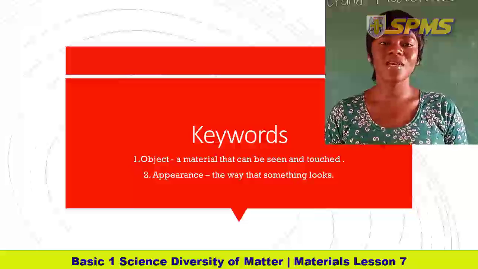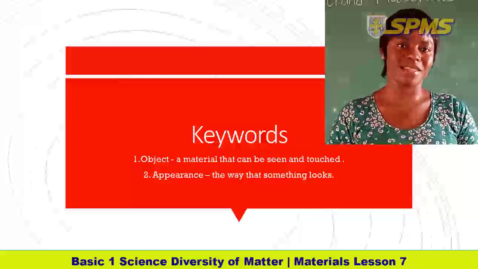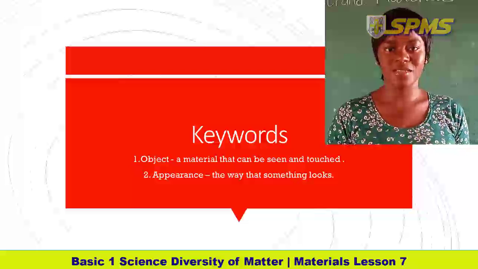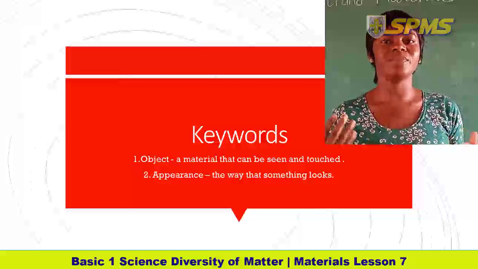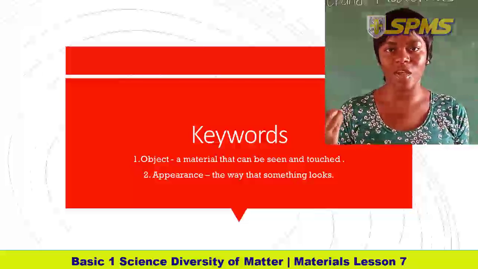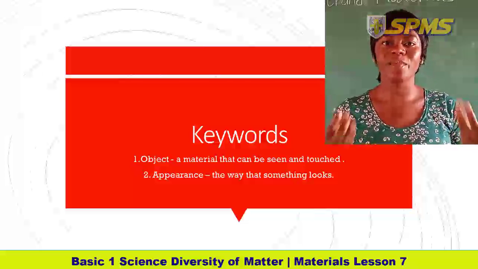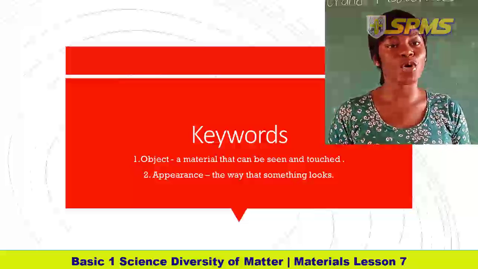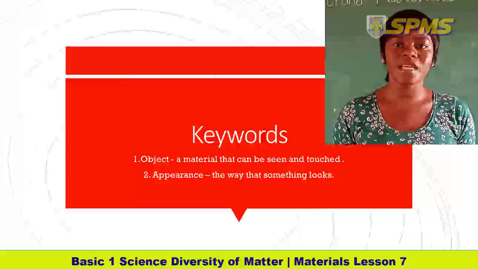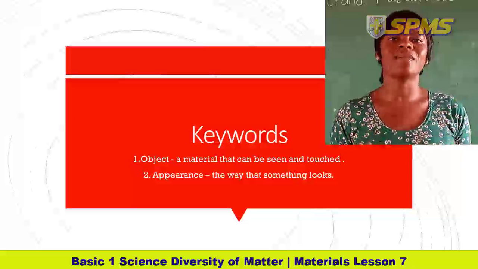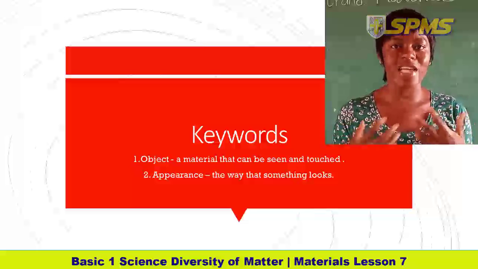So our first keyword is object. Object. So object is a material that can be seen and touched. So anything around that can be seen and touched is called what? Object. An object. So objects are materials that can be seen and touched.